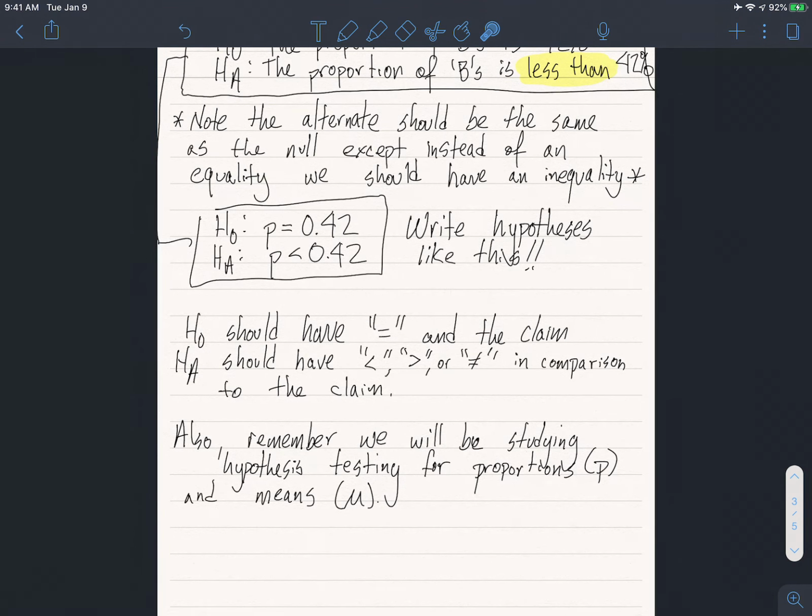We will also do hypothesis testing for means. I can claim that the average salary at this company is $50,000, and you say, oh, well, maybe it's less than that or greater than that, I don't know. But if I was talking about averages, instead of writing p's, you'll use mu, because you're talking about averages, you're talking about means instead of proportions, which are p's. So make sure this symbol is right too. So H0 and HA, H0 will have an equal sign about the claim, HA an inequality to the claim, and then make sure you're using either p or mu depending on whether we're hypothesis testing proportions or means.